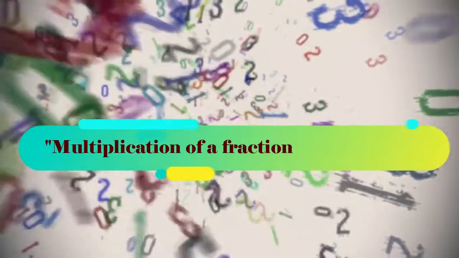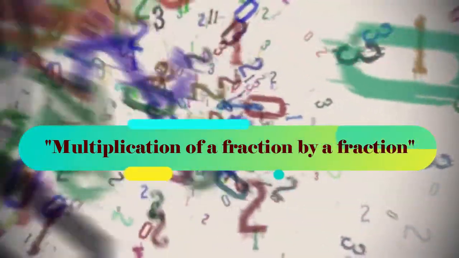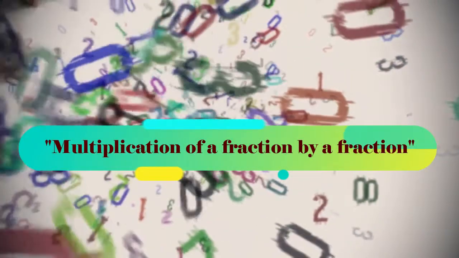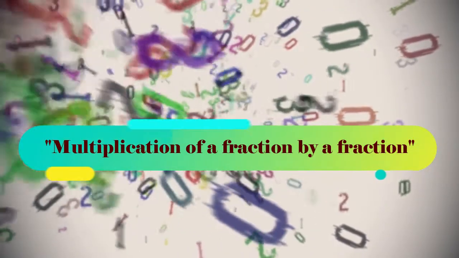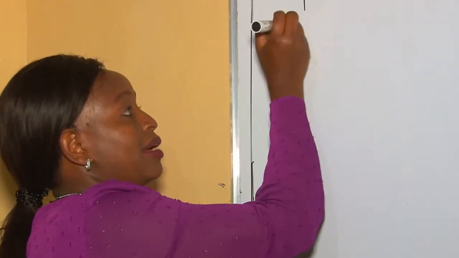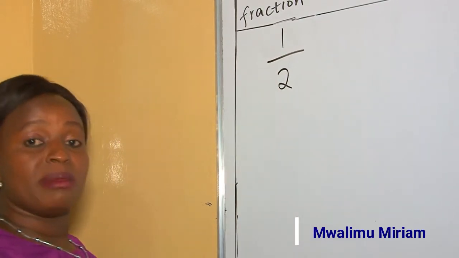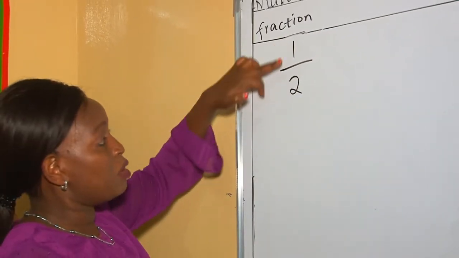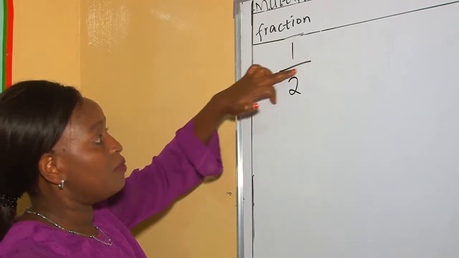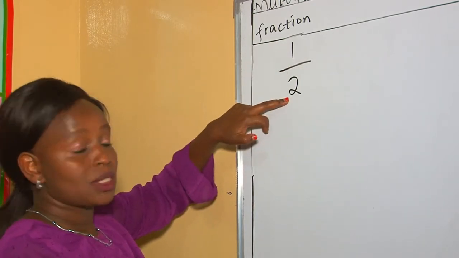Our today's lesson is about multiplication of a fraction by a fraction. Before that, we need to understand a few terms. In a fraction, like 1 over 2, in mathematics, this fraction, 1 over 2, means 1 divided by 2.